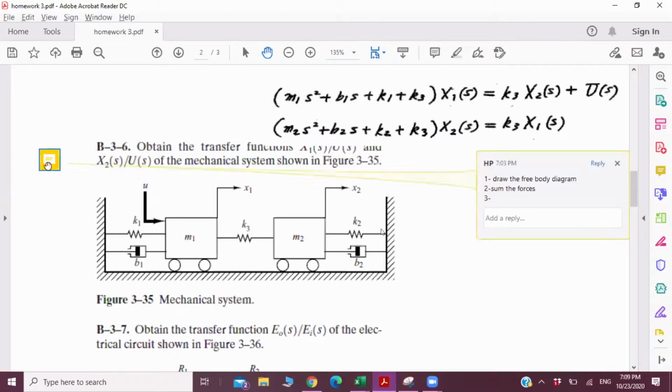So first, we wrote the steps. We have to draw the free body diagram. So if the question is to get the transfer function: first, draw the free body diagram; second, sum the forces; third, do the Laplace transform; and fourth, just write your transfer function.